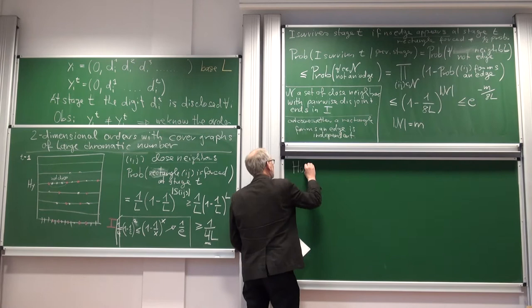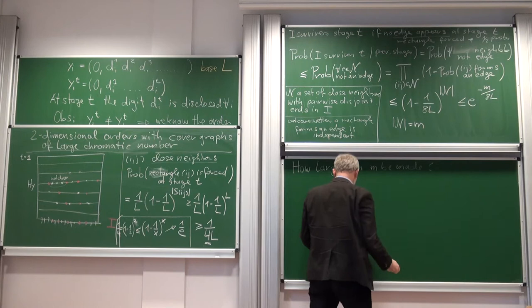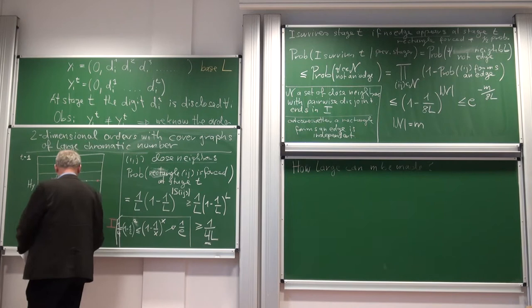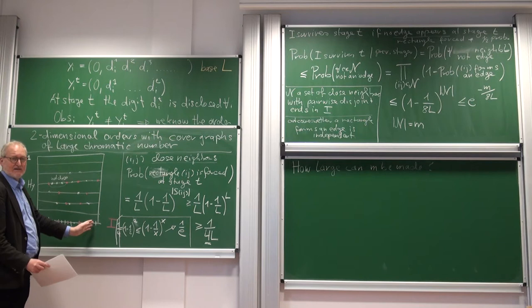Question: how large can M be made? So let's get back to this picture. Every i in I is a red point. It's sitting on one of these lines. And on these lines we have neighbors. So only the last red point on each line fails to have an interval.